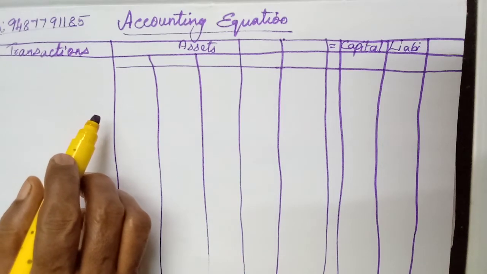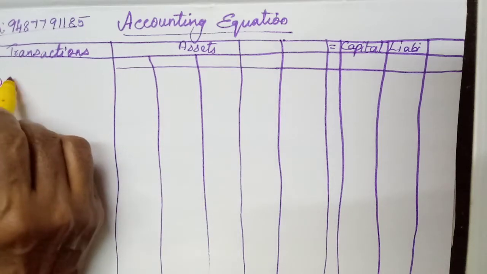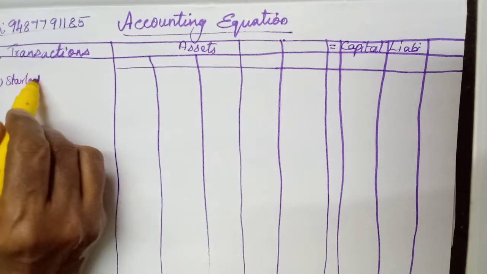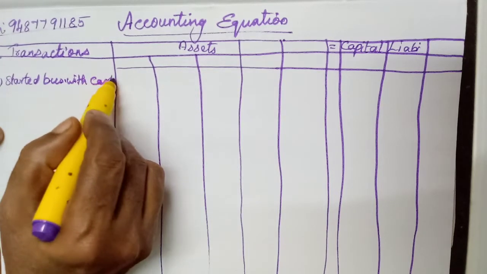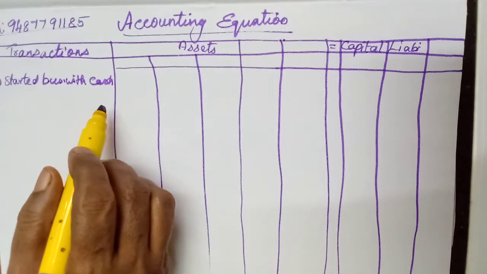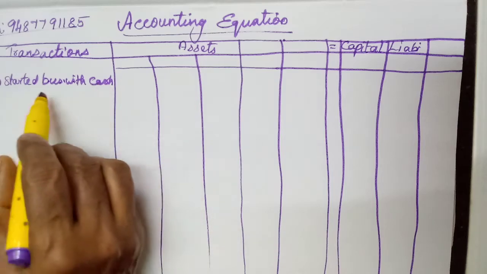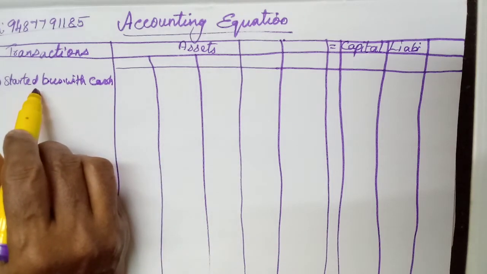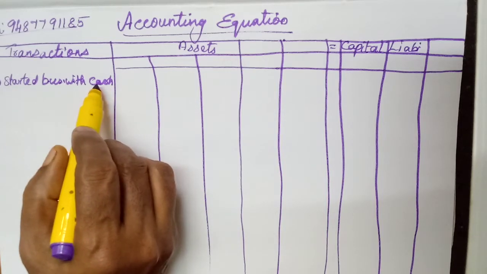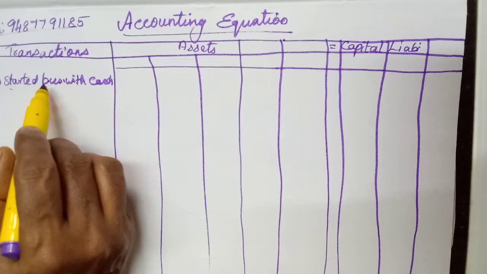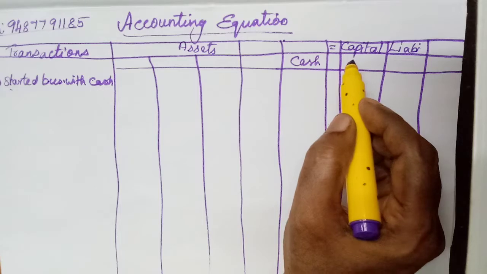Transactions. First one, started business with cash, right here, number 1. You can use the particulars column. What is the amount? 60,000. So where will it come? It will affect 2 accounts, isn't it? One is cash. Started business, I told you, capital. So we will write cash here, then here again capital.